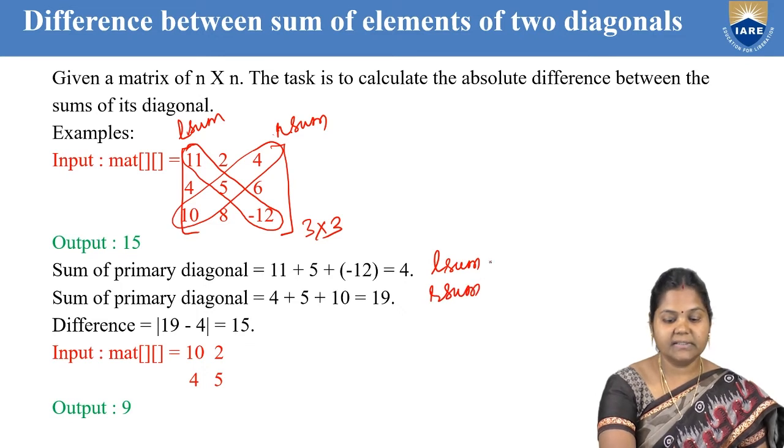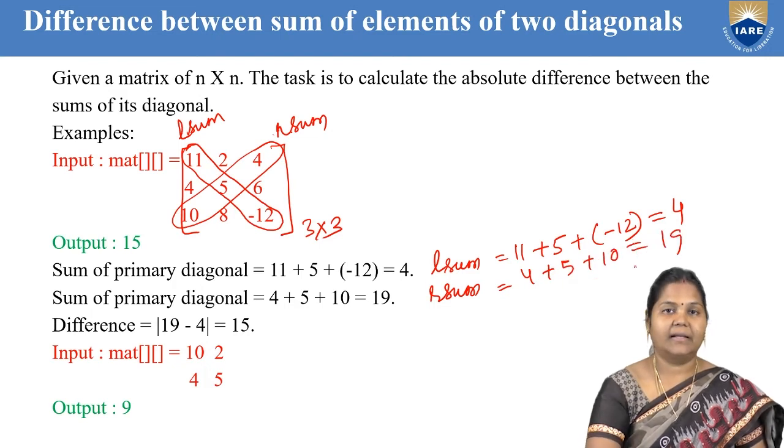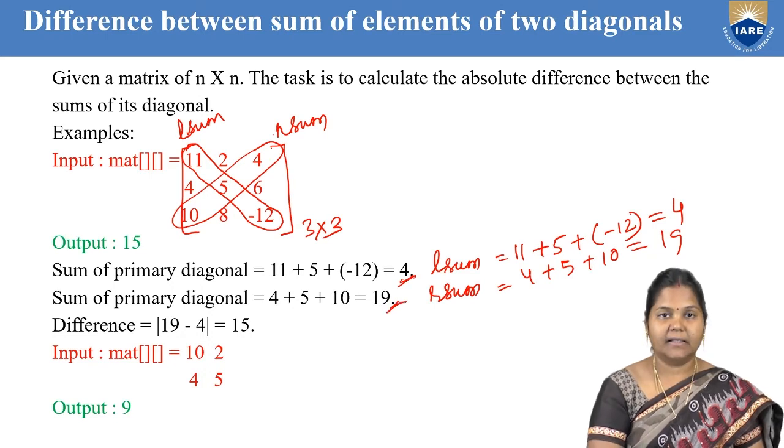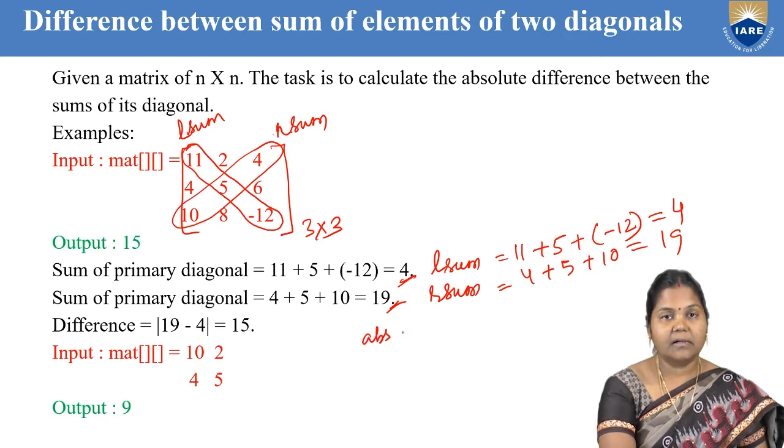So, left sum is nothing but the elements 11 plus 5 plus minus 12, which comes to 4. Similarly, the right sum is 4 plus 5 plus 10, which comes to 19. Okay, this is 4 and this is 19. Now, here we have to find out the absolute difference. So, absolute difference is nothing but this left sum minus right sum.